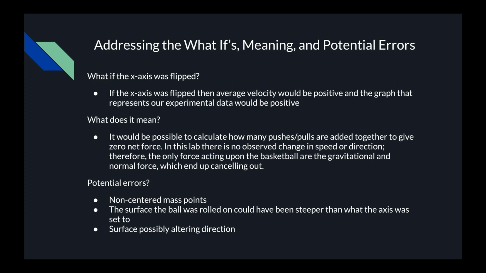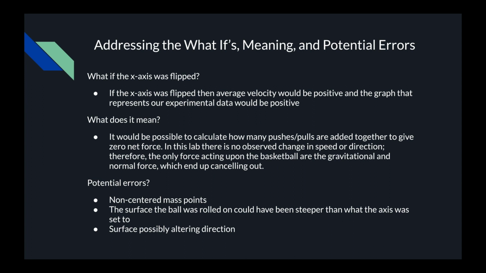Addressing the what-ifs, meaning, and potential errors. What if the x-axis was flipped? If the x-axis was flipped, then the average velocity would be positive, and the graph that represents our experimental data would be positive. You would also see a positive linear slope that came from the origin into the upper right-hand quadrant.